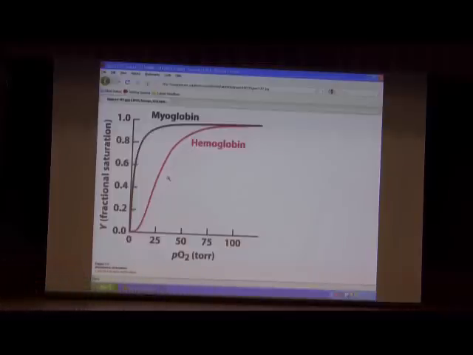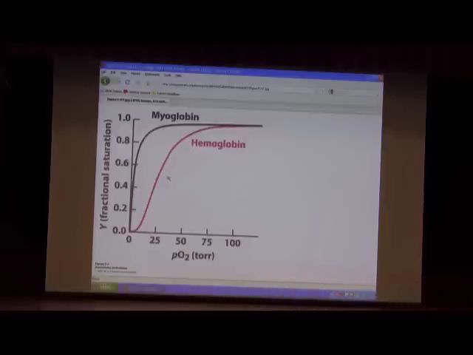Very, very important quality. This cooperativity is what gives rise to this, because what we're seeing is hemoglobin changing its affinity based on the oxygen concentration. Its affinity is changing as the oxygen concentration changes, and that happens because of cooperativity.